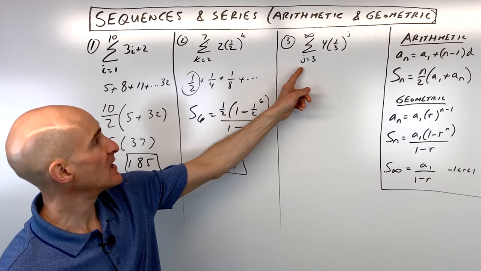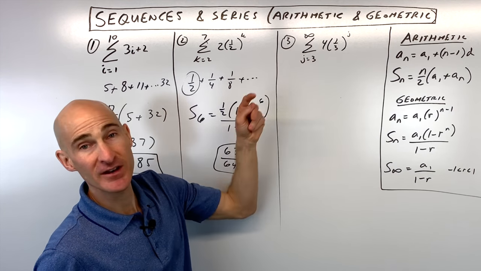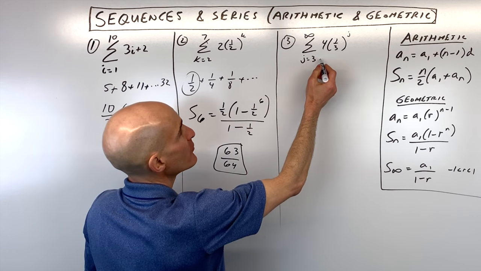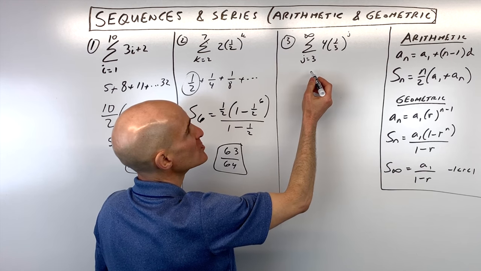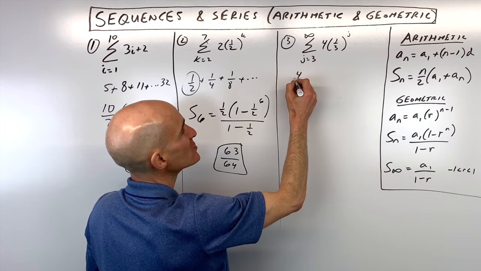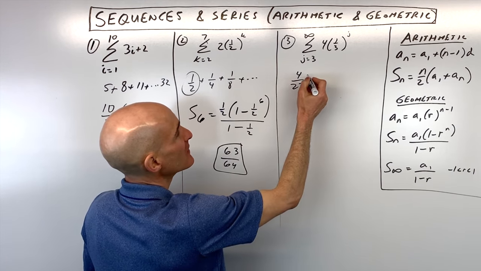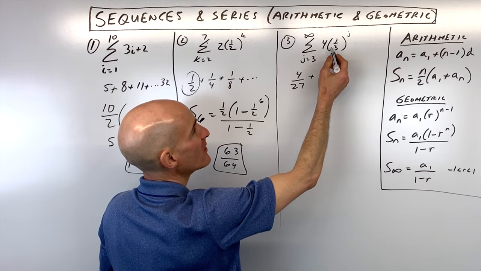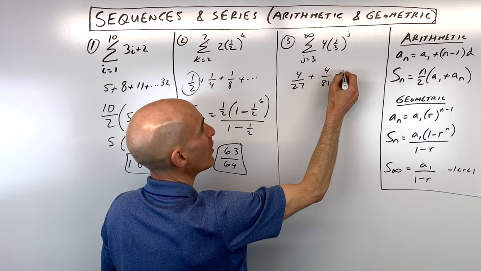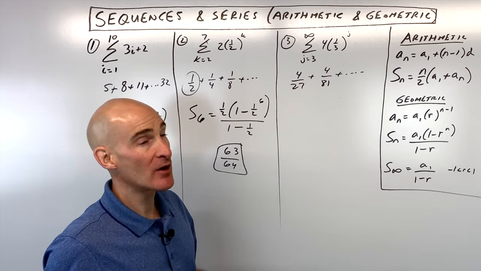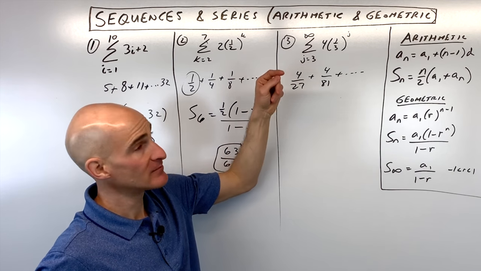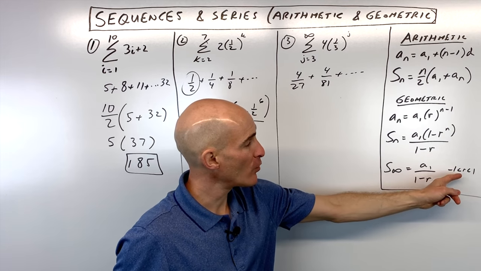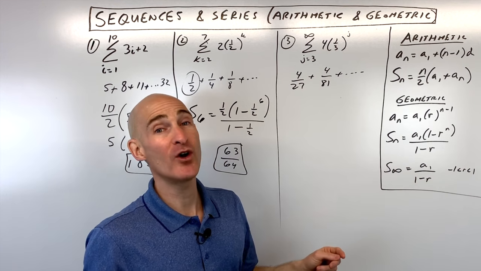Okay, let's look at number 3 now. This one, you can see that it's an infinite sum. We have a sum of an infinite number of terms here. If we put 3 in, we have 1/3 cubed, which is 1/27, times 4, which is 4/27. If we put in 4, we're going to get 1 over 81 times 4, which is 4 over 81, and dot, dot, dot. Now, what's interesting about this one is it's an infinite number of terms. We're going to use this infinite geometric sum formula, but we want to make sure that that ratio is in between negative 1 and 1, right?